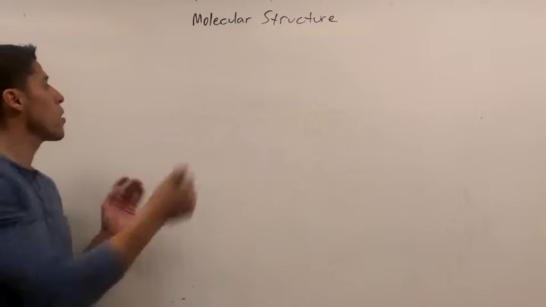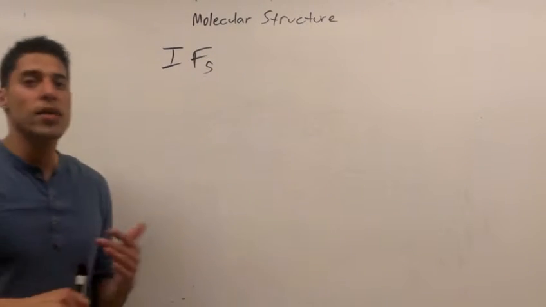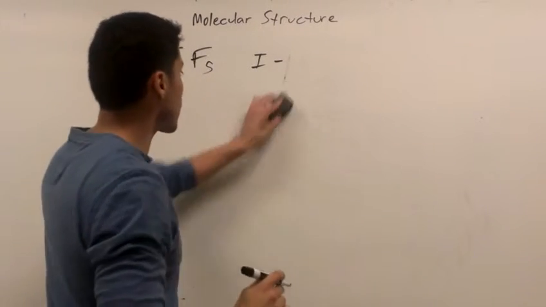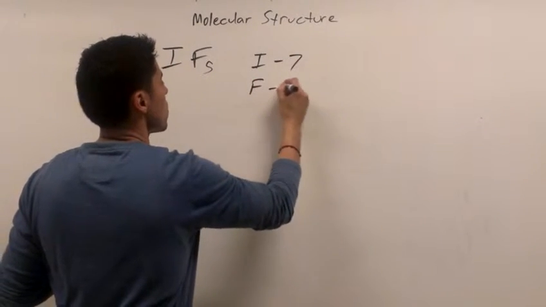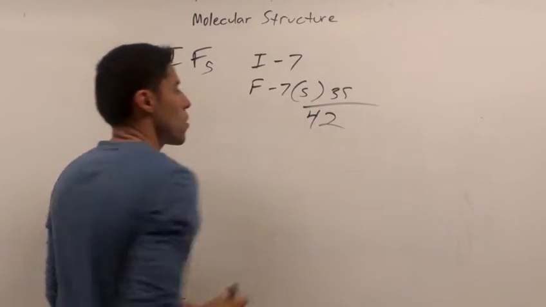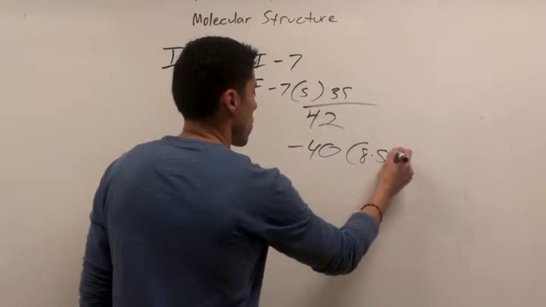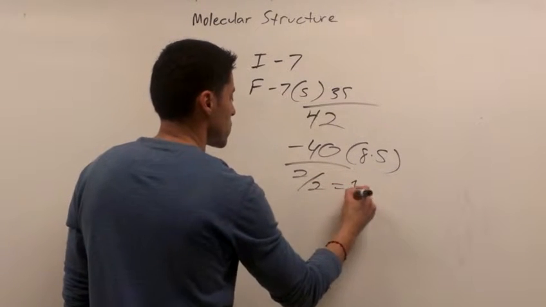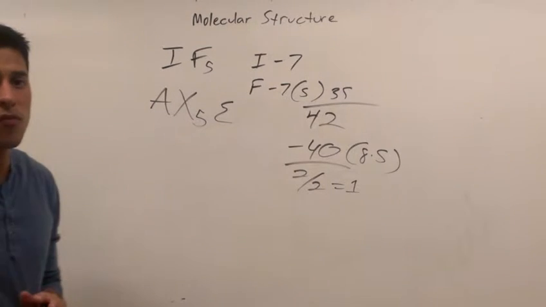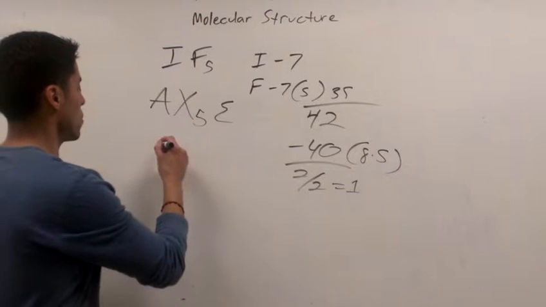Alright, let's do a few more. So our next molecule is iodine pentafluoride. The iodine and the fluorine both have 7 valence electrons. We're going to have a total of 42 valence electrons. We're going to subtract the highest multiple of 8, divide that by 2. So we're going to have an AX5E1 configuration. Now the AX5E1 configuration gives us a square pyramidal geometric shape.